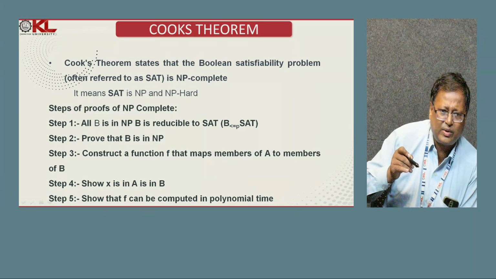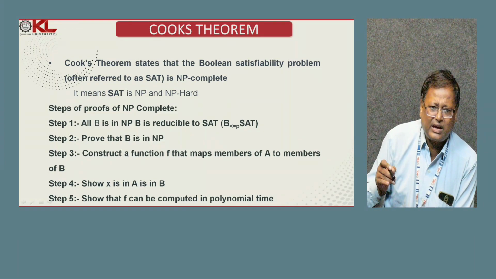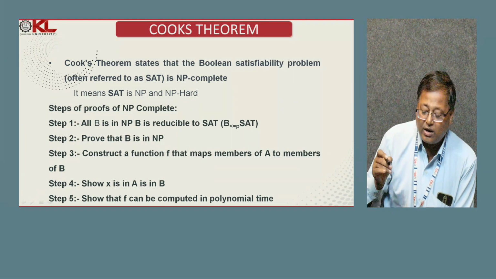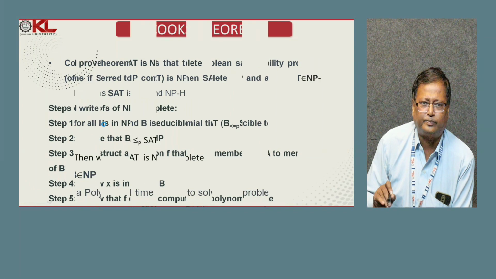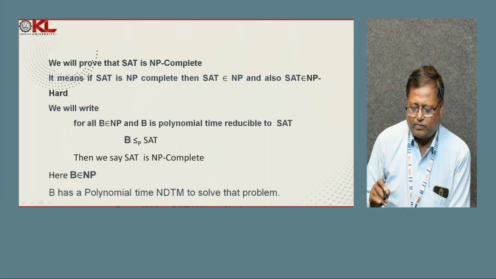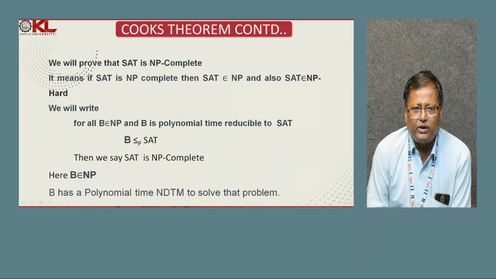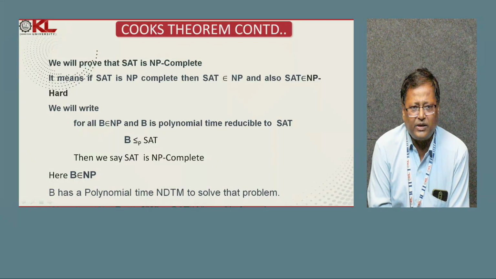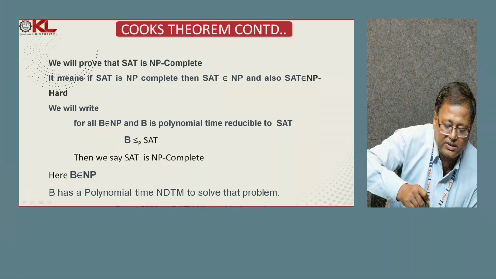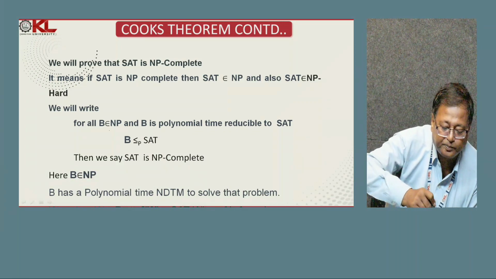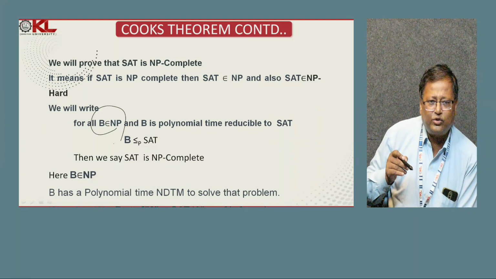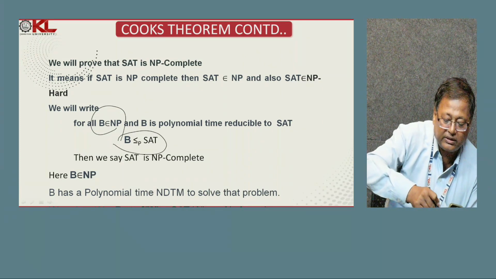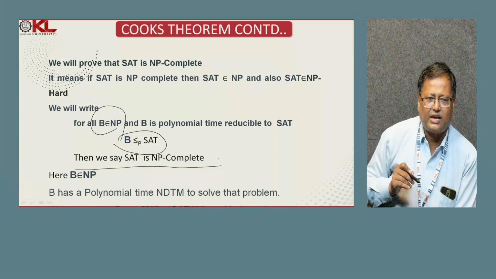So here we use a function f to reduce A to B, and f is computed in polynomial time. Here we will prove Cook's theorem by showing SAT is NP complete and B is in NP. We say that B is in NP, and we reduce B to SAT in polynomial time, so that we can say SAT is NP complete.